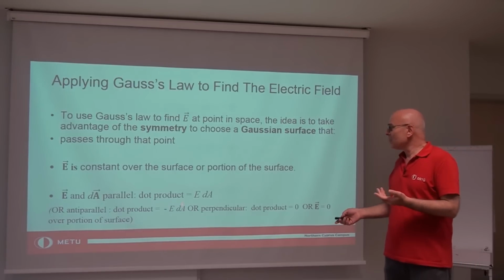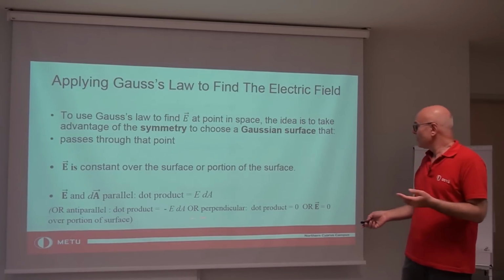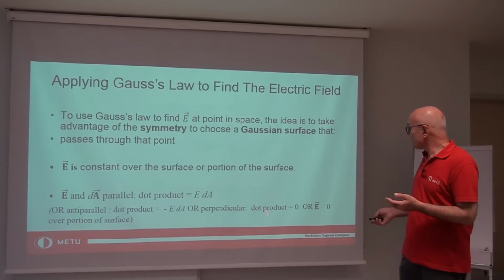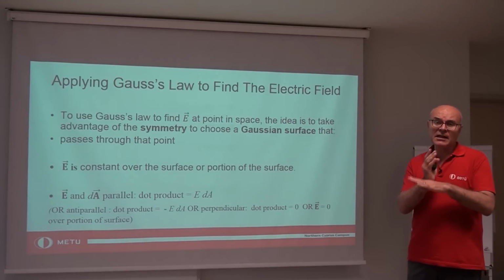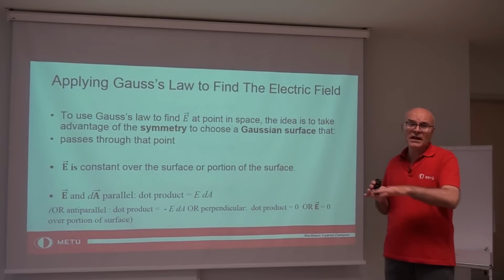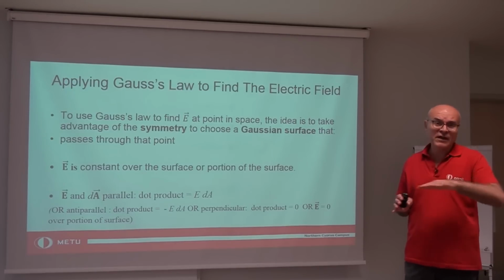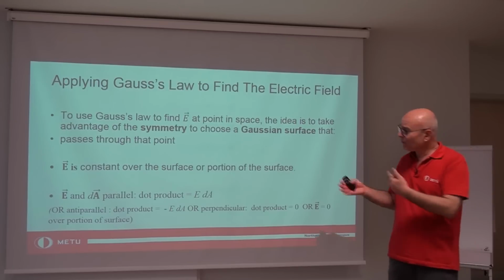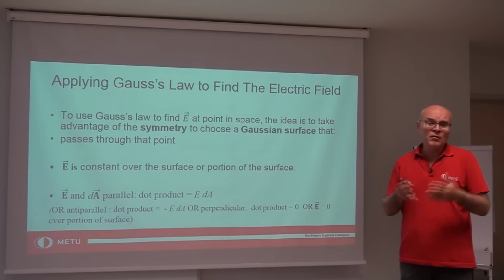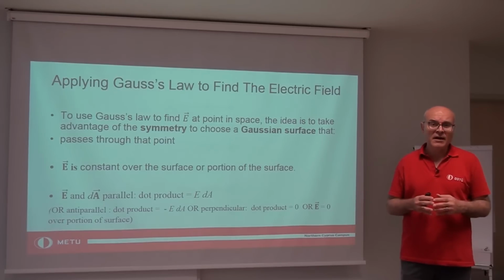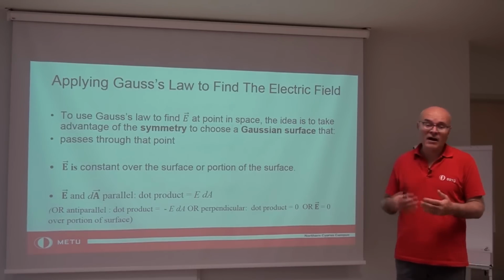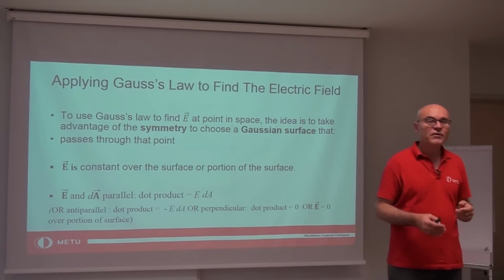Or sometimes you need to take it antiparallel, or at some part of the surface you might take E and dA perpendicular, so that you know that there is no flux through that part of the surface. Eventually, as we go on, we will encounter these situations, and we will see how all these are fulfilled by our choice of the proper Gaussian surface.